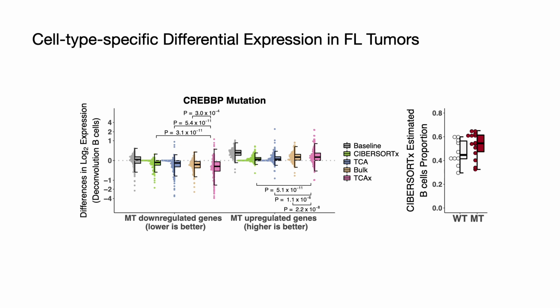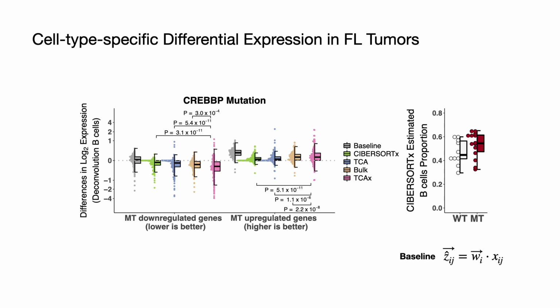And TCAX is the only method that does better than a straightforward analysis on bulk, as indicated by this orange and brown color. It is also statistically significantly better than every other method with a paired t-test, except in the upregulated group of the genes, where it might appear that the baseline model is somehow doing the best.